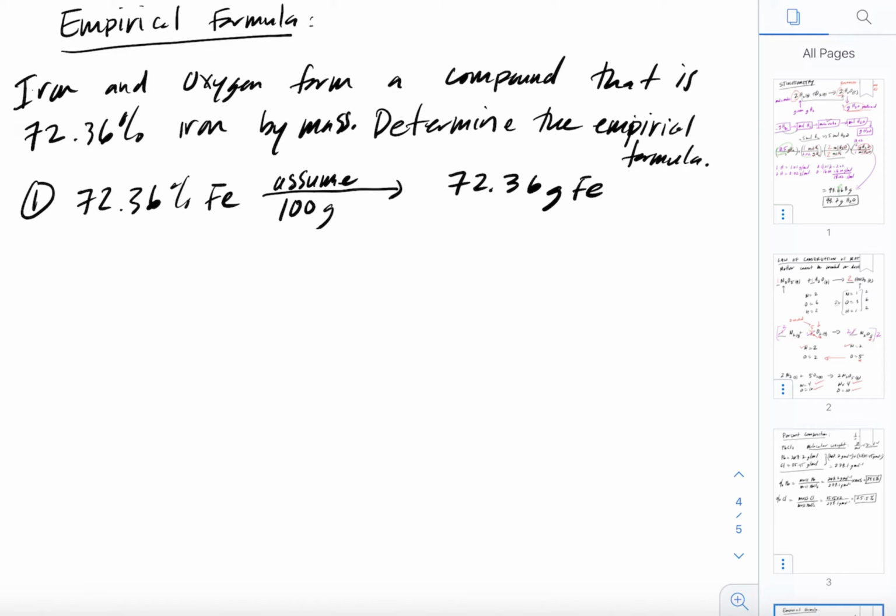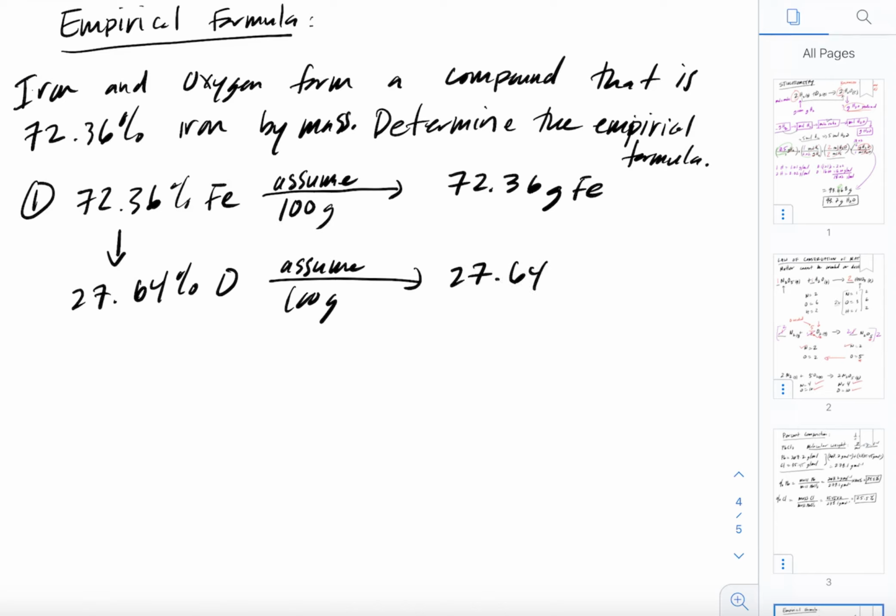And we can do the same for the mass of oxygen, because oxygen is the only other thing that comprises the compound. If you're not iron, you're oxygen, so we can just subtract 72.36 from 100 and get 27.64, again assuming 100 grams, converting the percent to grams of oxygen. So that's the first step, converting percent by mass to grams.